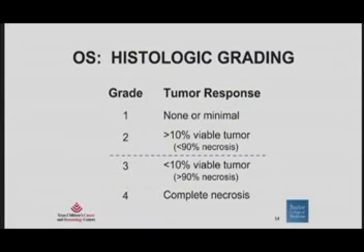Patients with osteosarcoma can be graded histologically based on their tumor response to chemotherapy. Patients with grade 3 or 4 tumors, which show less than 10% viable tumor or complete necrosis of the tumor, are considered good responders, whereas the grade 1 and 2 patients, that is, less than 90% tumor necrosis or minimal response, are considered poor responders. Typically, about 45% will be good responders.